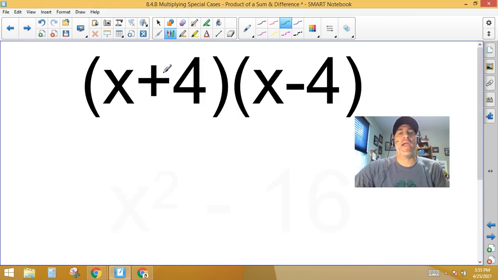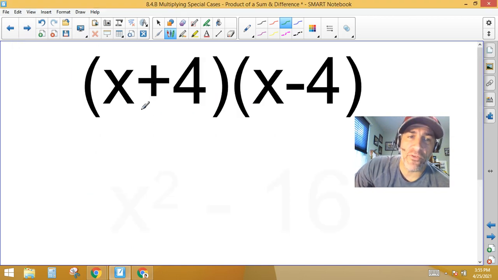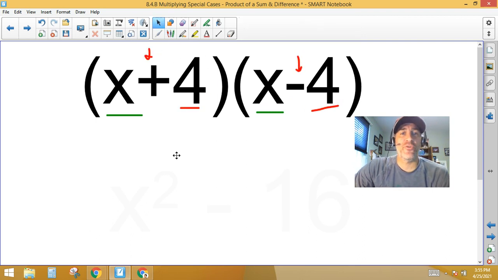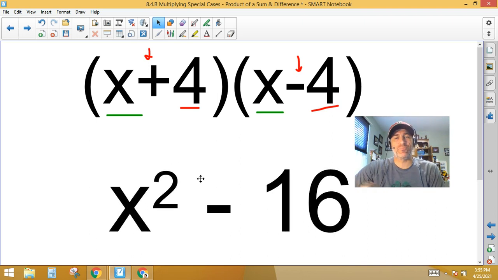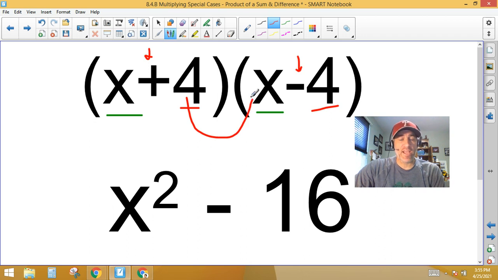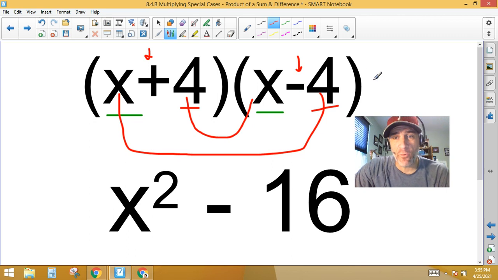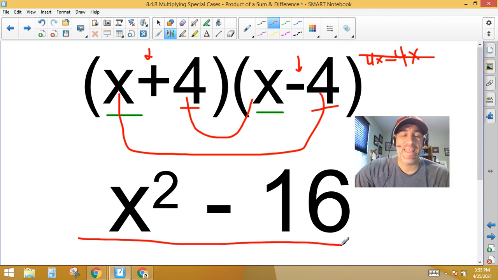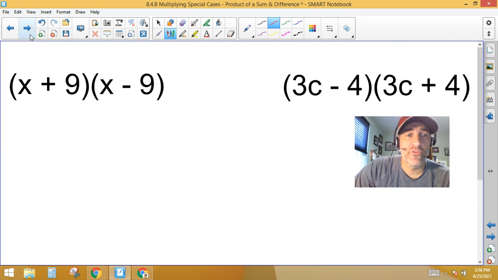So if I have x plus 4 times x minus 4, x is both first, 4 is both second, one is minus, one is plus. I'm just going to get x squared minus 16. That's what it's going to be, because this 4 and that x make 4x, this x and that negative 4 make negative 4x. Off to the side, 4x minus 4x cancels out, so we're just left with this. That's it. All right.